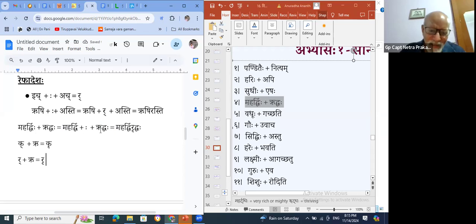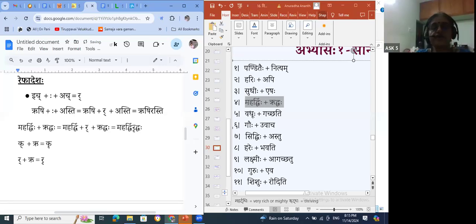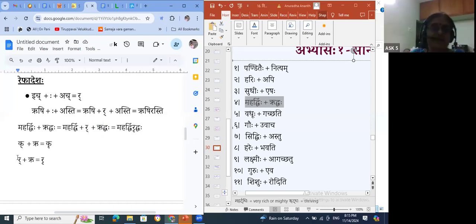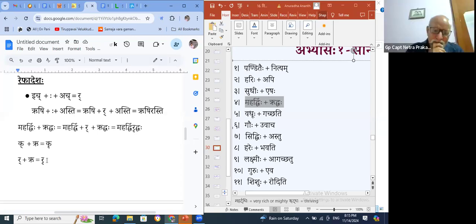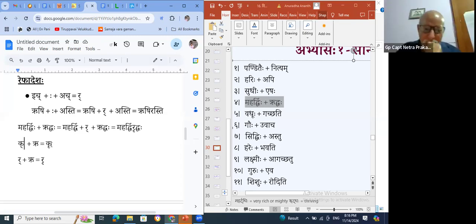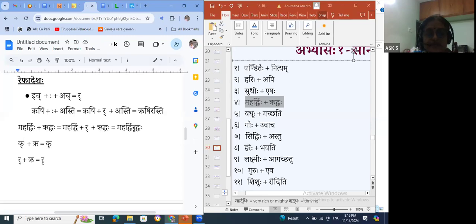But I said if you put the repha on top of this R, no, that cannot be done, because this is a vowel. When a vowel is joined with the hal varna, then it goes down. Kr. Basics, when we learn Sanskrit, this is how we start, no? K plus a, K plus R is Kr. So, R plus R becomes this.